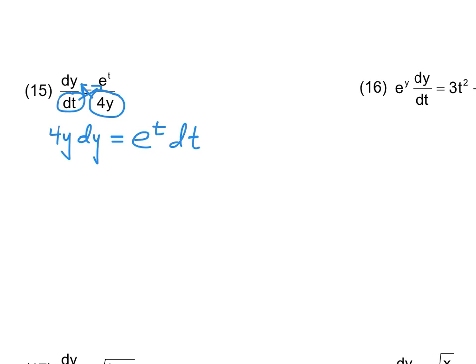So what would be the next step in the process? Well, yeah, but what operation tells us that we can do that? Take the antiderivative, yeah. All right, so then it becomes 2y squared equals, what's the right-hand side going to be? Indeed.